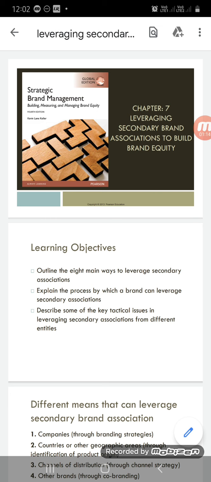Why? Because of immense competition, immense clutter. We see so many ads, we listen to so many ads, but it's not necessary that each and every ad will be retained by our memory. So for that purpose specifically, it is very much essential that the brand has secondary associations. Why? Because this is ultimately going to be helpful to create a strong brand equity.